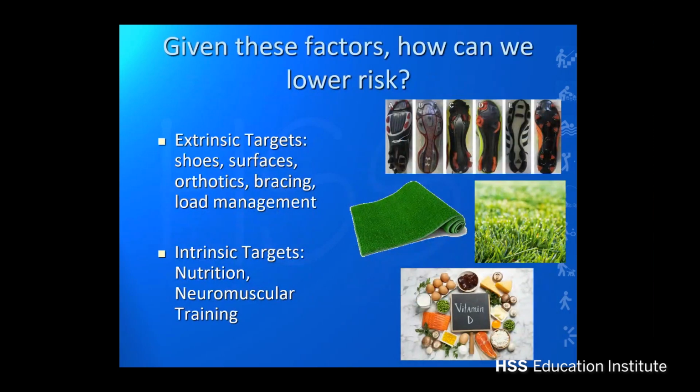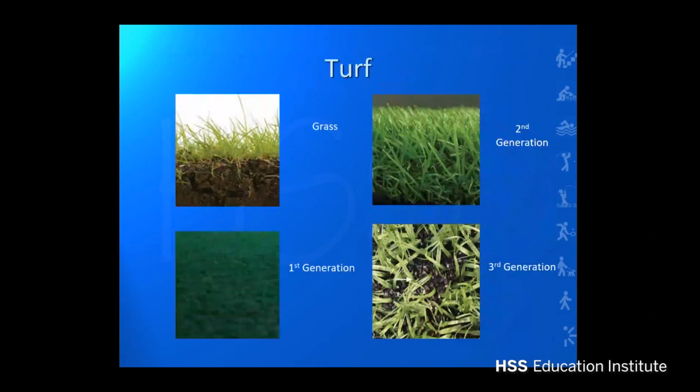So I'm going to get now to the takeaway parts that I have for the group, which is, given these factors, how can we lower the risk of having some of these injuries so that we can keep our athletes on the field? Well, I think you can break it into two major buckets. There are extrinsic targets, such as what shoes people wear, the surfaces they play on, orthotics, bracing, and then this concept of load management, which I'll talk to. And then there are more intrinsic targets like nutrition and neuromuscular training, which I'm going to talk about.